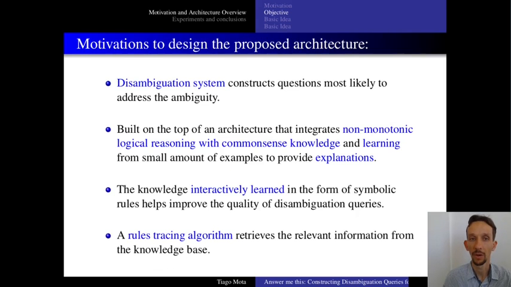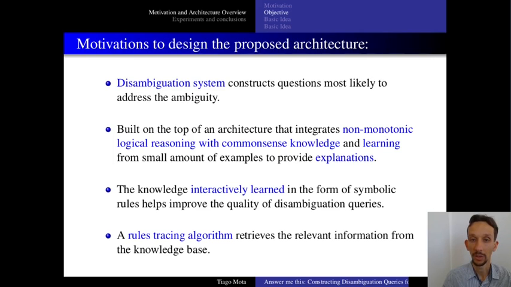So, the objective of this work is to design a disambiguation system able to construct questions most likely to address such ambiguities. This system is built on top of an architecture that integrates monotonic logical reasoning with common sense knowledge and learning from a small number of samples, and that provides explanatory descriptions for the robot's decisions and beliefs.